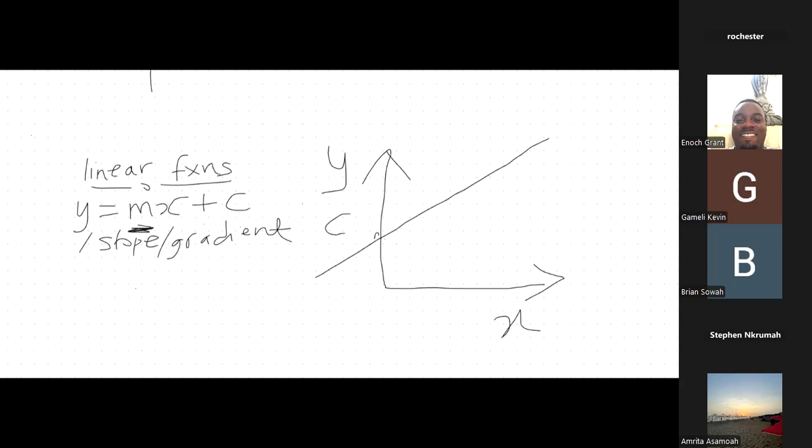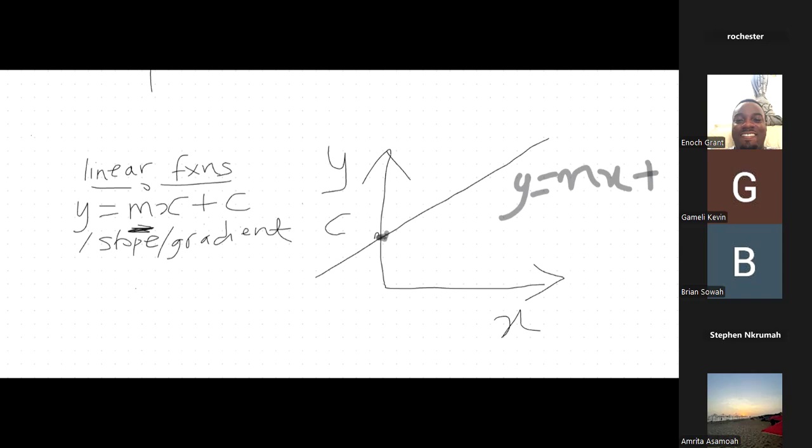Let me use a bigger pen to do that. Where the straight line y equals mx plus c is cutting the y-axis is what we call the intercept, the c we have here. And the x are the x values on this Cartesian line, and then we have our y, which is also on the y-axis. So this is what we call the equation of a straight line.